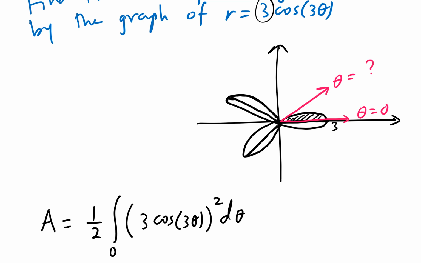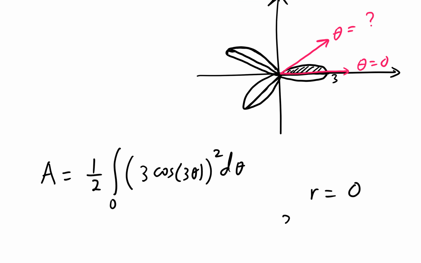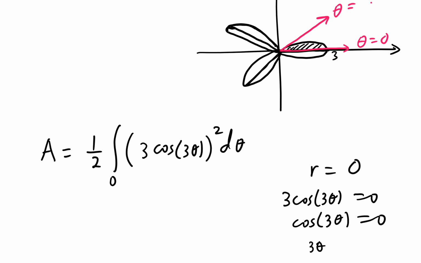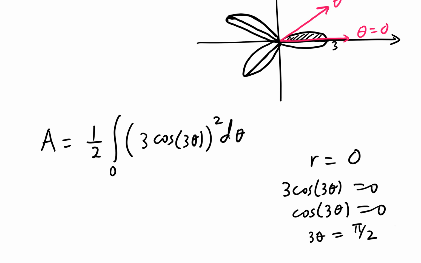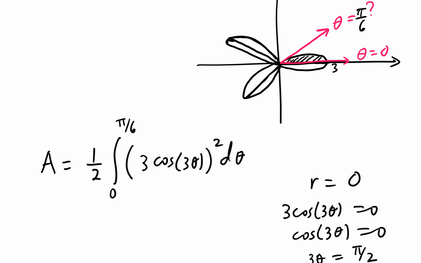To always find these upper bounds, we set r equal to 0. So 3 cosine 3 theta, if you set it equal to 0 and divide by 3, you get cosine 3 theta equals 0. What is the angle? Cosine is 0 at pi over 2. That's the first angle. So 3 theta is pi over 2, so theta would be pi over 6. And it makes sense graphically that this is pi over 6. So the bound goes from 0 to pi over 6.